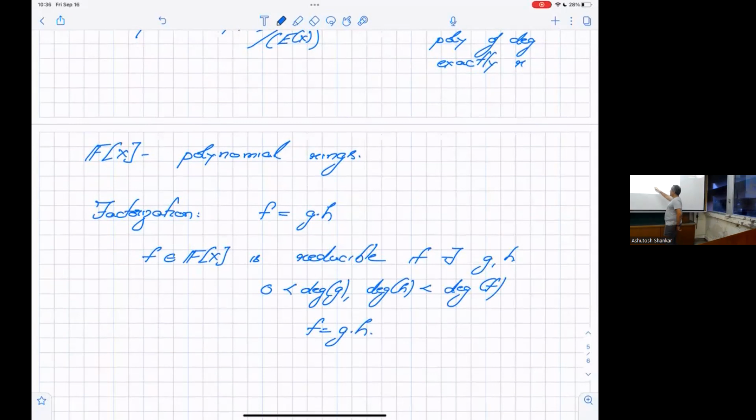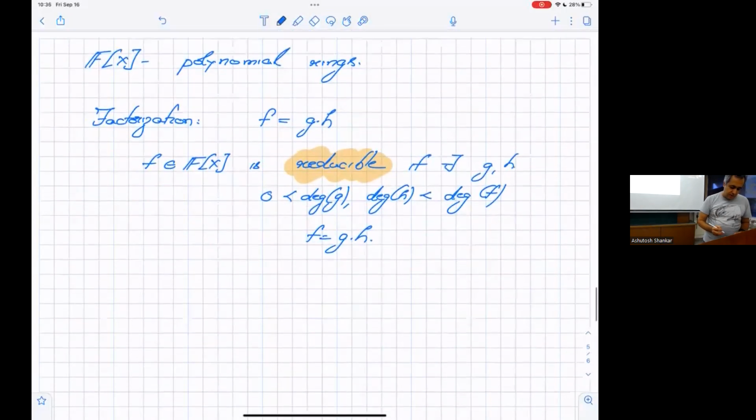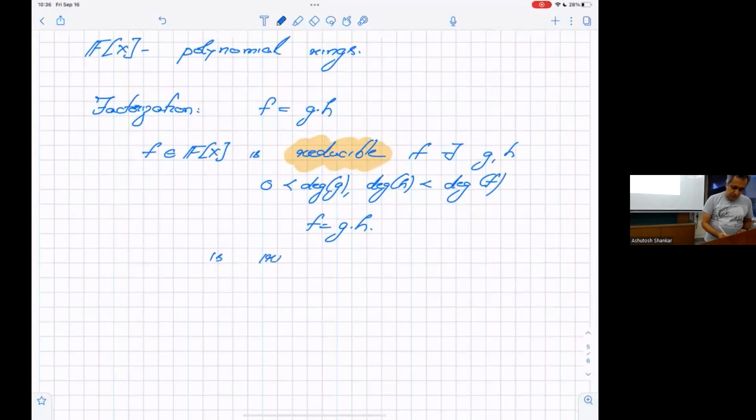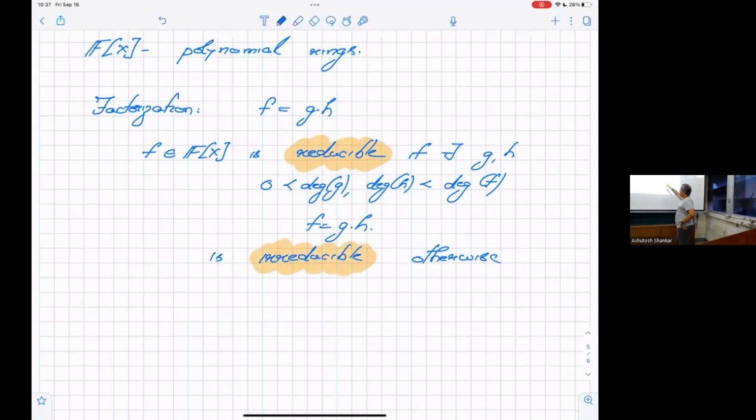Of course, there's always a trivial factorization. You can always pull out a field element. I don't want a trivial factorization. This ensures it's not a trivial factorization. And if this is not the case, that is when I call the polynomial irreducible. So that's what an irreducible polynomial is. An irreducible polynomial is one which cannot be factorized.